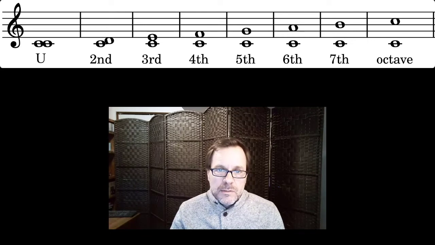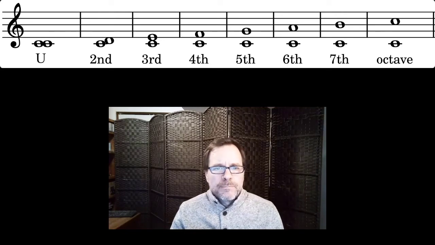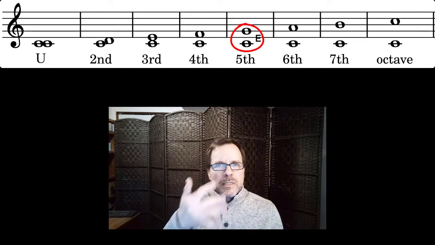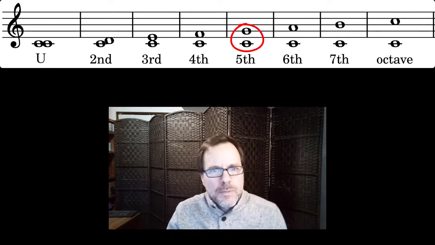Other than unisons, you have to count lines and spaces, or count off the note names. As you name off the notes one by one, include the bottom note as one. So for example, if you were counting C to G, C, D, E, F, G, there's a fifth. We'll talk about those in a minute.